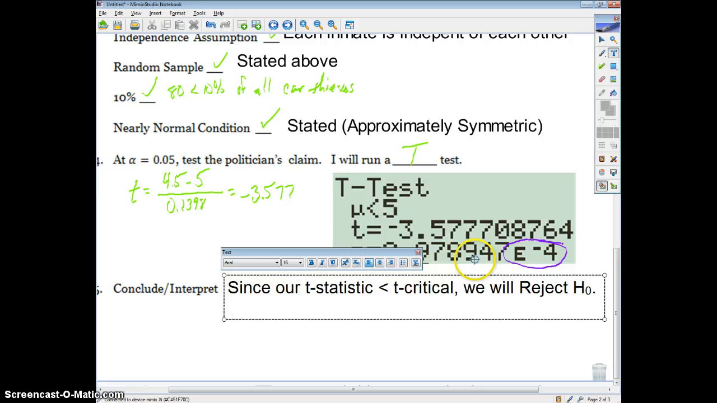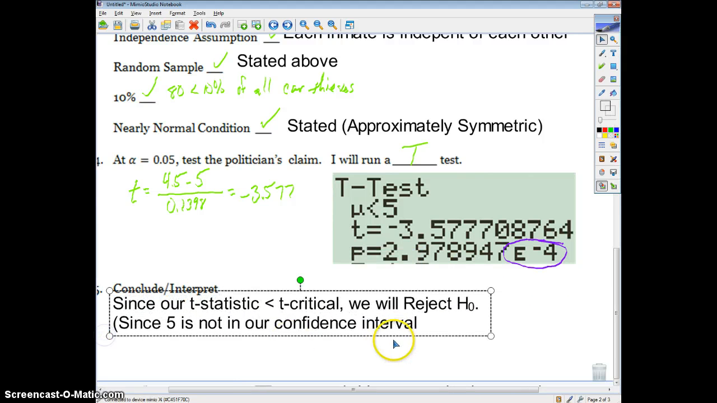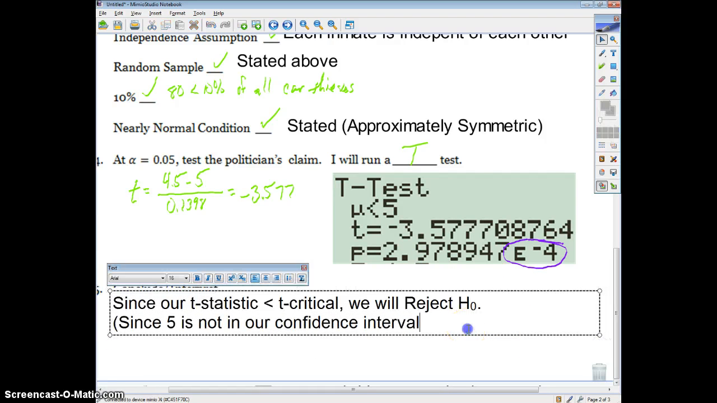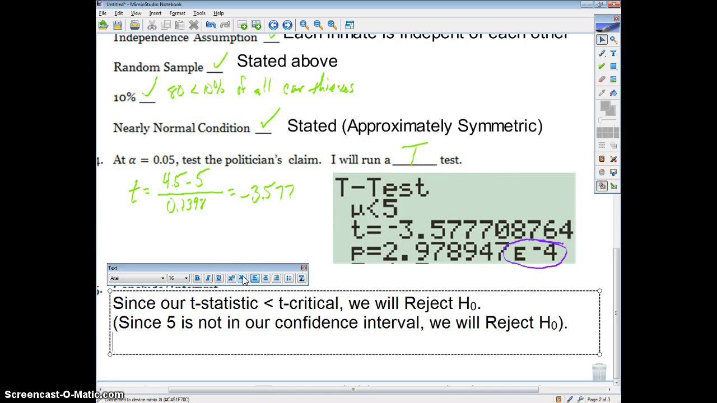Number 2, since 5 is not in our confidence interval, we will reject the null hypothesis. Okay, this is not really how you should write it, but this is definitely one of the dead giveaways of why we will reject. This should be the first alarm bell going off. But now the other reason why we're going to reject: since our t statistic is less than the t critical, we reject.